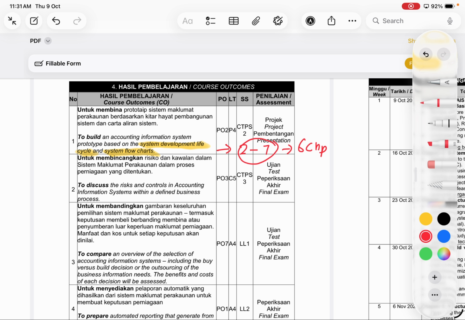And of course, you have to learn about the system flowchart. In your 281 also, you should have learned about the flowchart. And we have multiple flowcharts, right? Multiple diagrams.